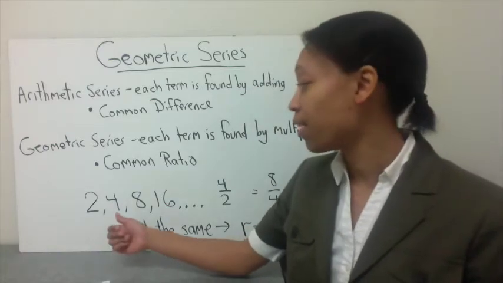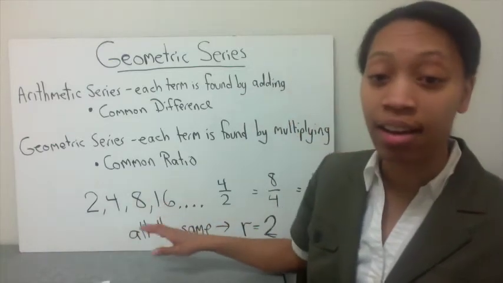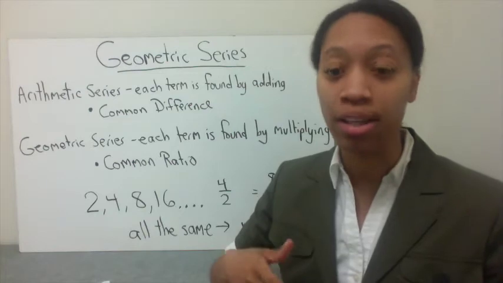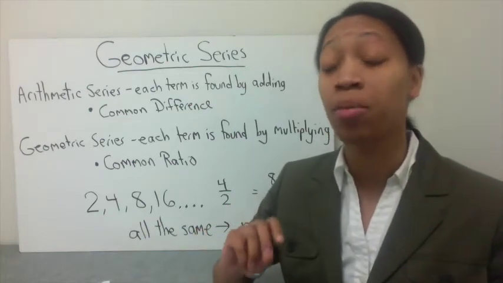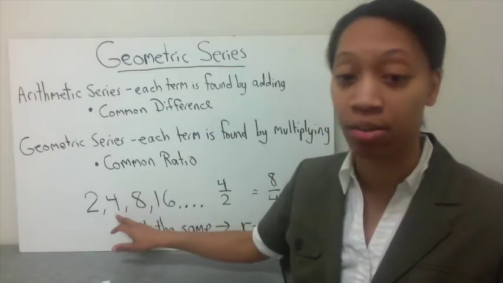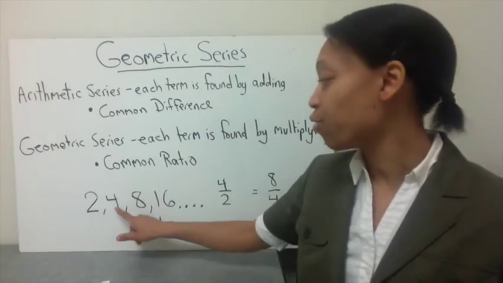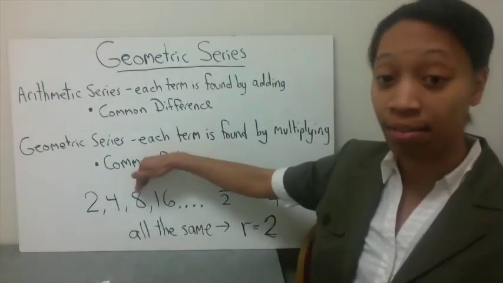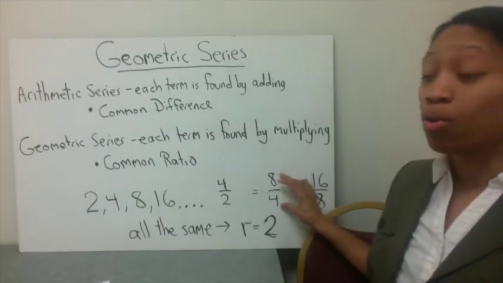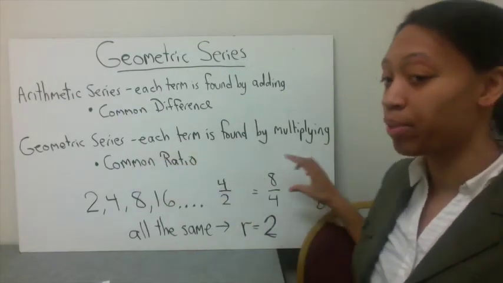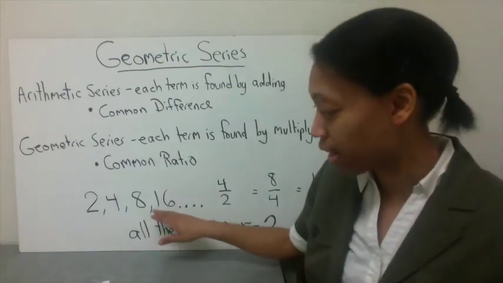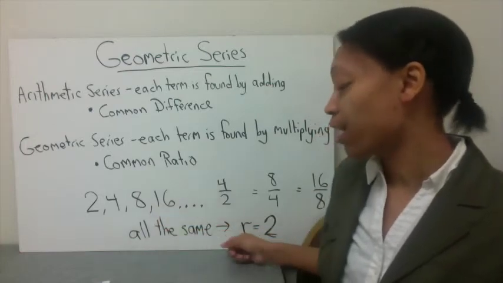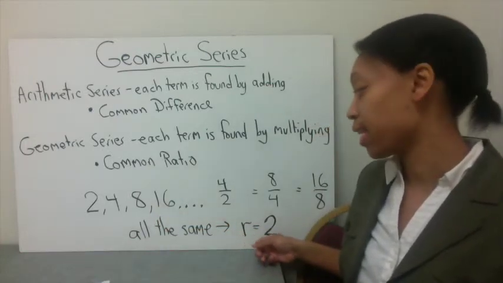So, for example, if I have a sequence like this, 2, 4, 8, 16, how can I tell that it's geometric? What is the common ratio? In order to find the common ratio, we take any two terms in the sequence and divide them. So if we do 4 divided by 2, or 8 divided by 4, or 16 divided by 8, we take two consecutive terms in the sequence, and we divide them. We get the common ratio R, and all of them are the same. The ratio in this case is 2.